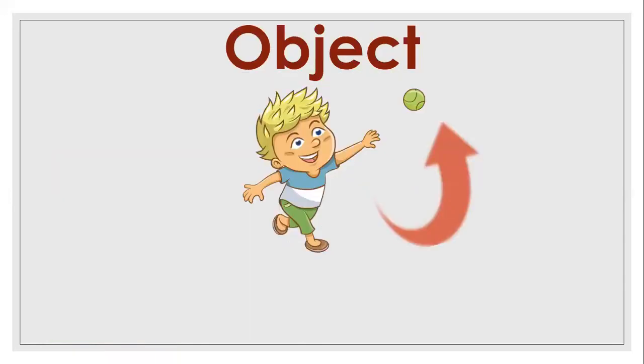Now, we will talk about the third element of a simple sentence, and it is called object. Look at this picture, please. What did the boy do? He threw the ball. The boy, let's call him Jack. Jack threw the ball. Okay, so because of this, the ball is up now because Jack threw it up.